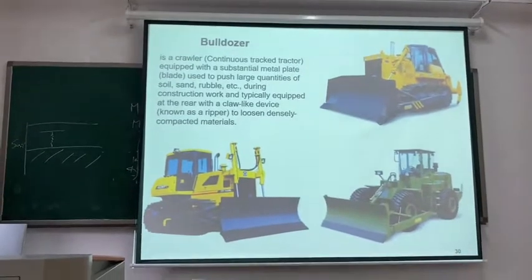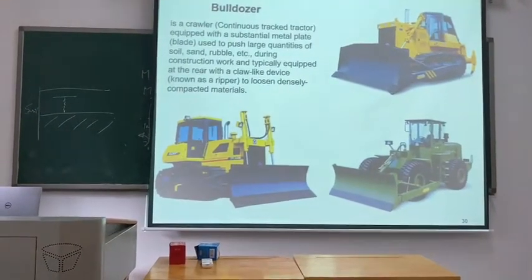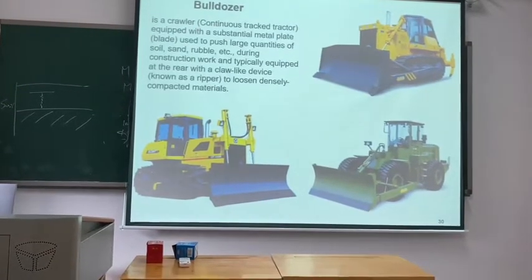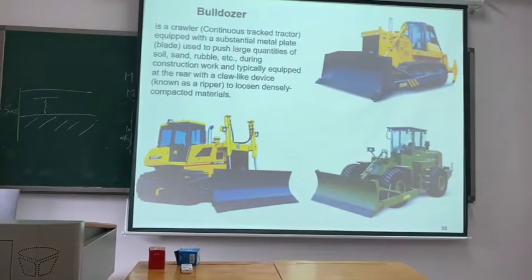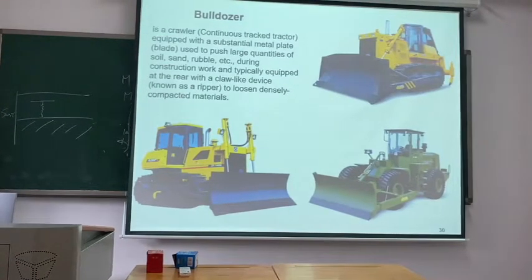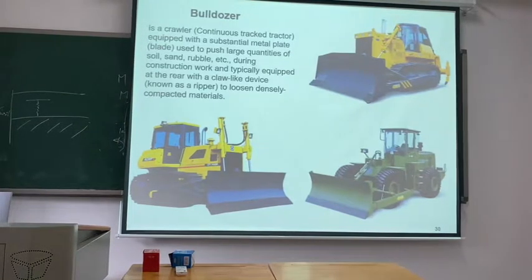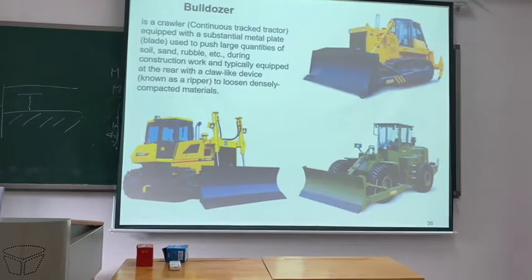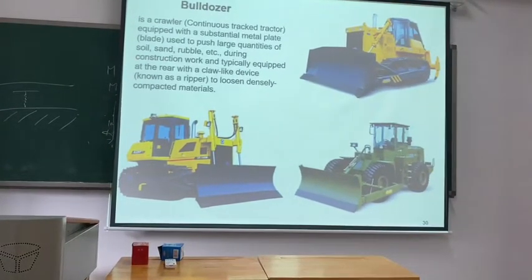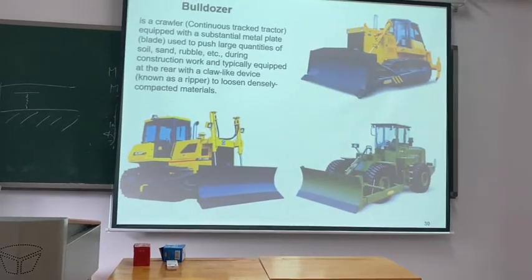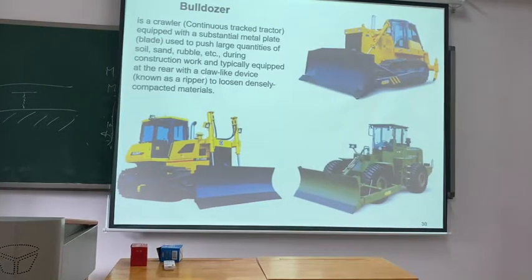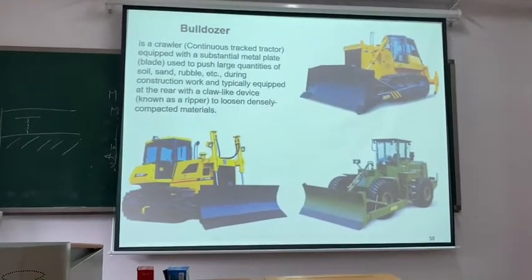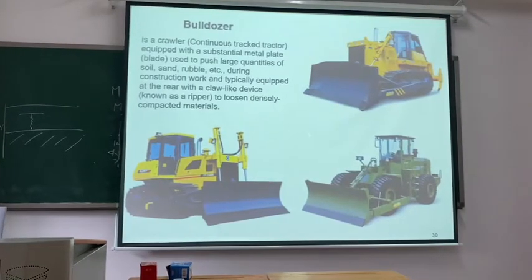Bulldozer. 我们叫推土机。推土机。Bulldozer is a crawler, continuous track tractor, equipped with a substantial metal plate, used to push large quantities of soil, sand, rubble, etc. during construction work, and typically equipped at the rear with a plow-like device known as a ripper, to loosen densely compacted materials. This is a different kind of work.